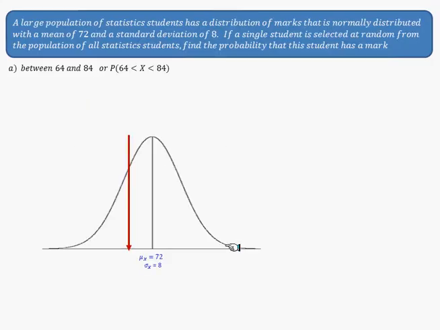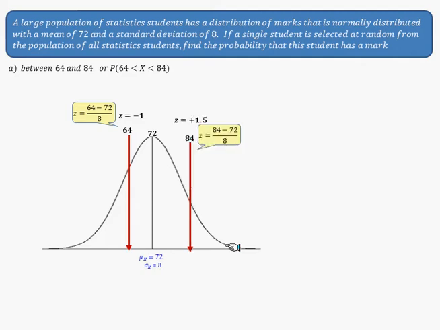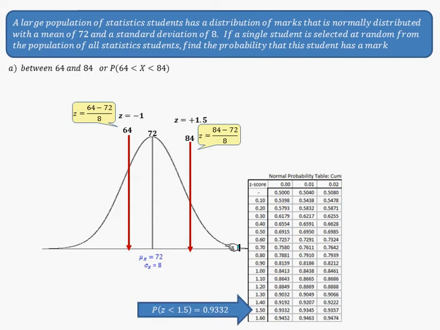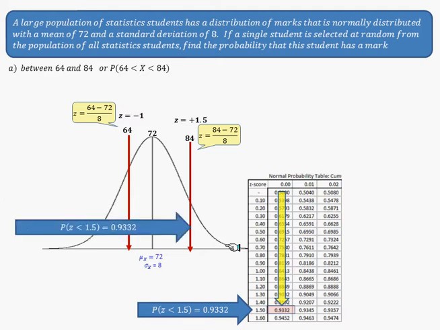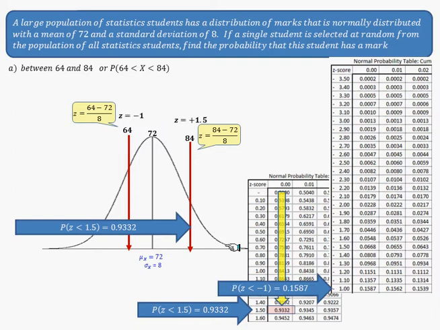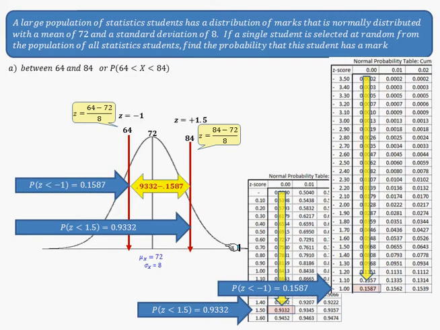Now, if we want between two values, 64 and 84, we look at the z-score. 64 corresponds to a z-score of -1. 84 corresponds to a z-score of 1.5. Going to the table, 1.5, going over, the area up to the z-score of 1.5 is 0.9932. Going to z-score of -1, we see it's 0.1587, and that's given in the screen here. So the area between is just the difference of those two numbers, 77.45%.